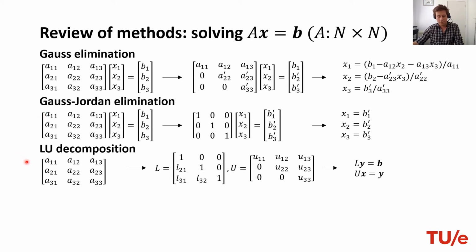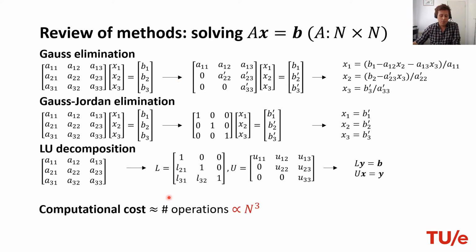For LU decomposition, we decompose A into two matrices, a lower triangular matrix and an upper triangular matrix. And solving the matrix system AX = B came down to solving these two auxiliary but much easier systems. And the main difficulty here was finding matrices L and U, for which we again had to do some kind of Gaussian elimination in the process.